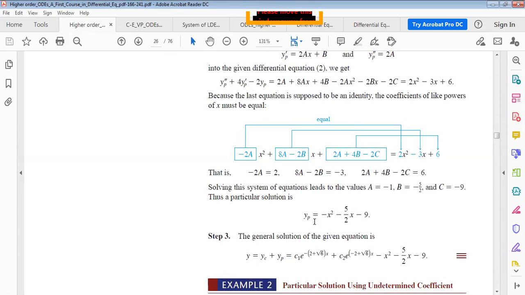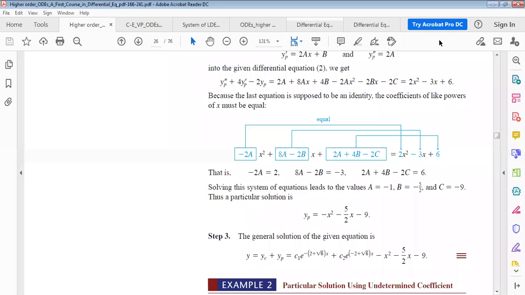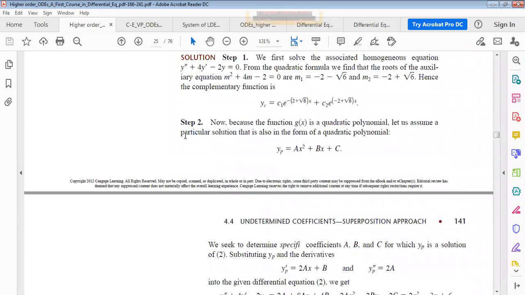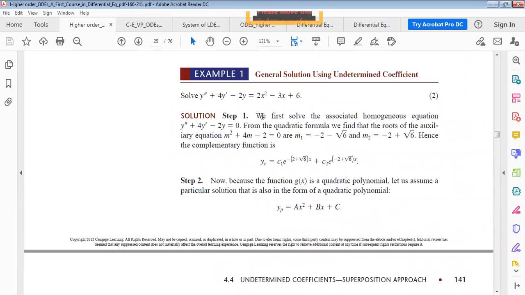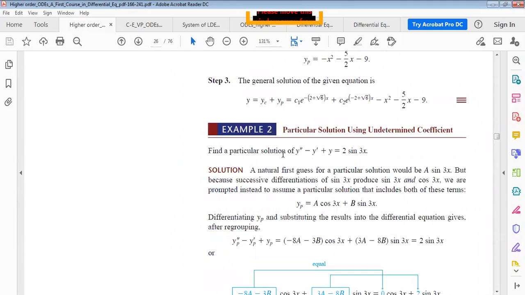That means the particular solution will be yp equals minus x square minus 5 by 2 x minus 9. So the general solution will be complementary function plus particular integral. Very easy, the easiest method. Understand, everybody? So there are only 3 steps: step 1 is finding the complementary function, and step 2 is considering the particular integral. There are only 3 steps.